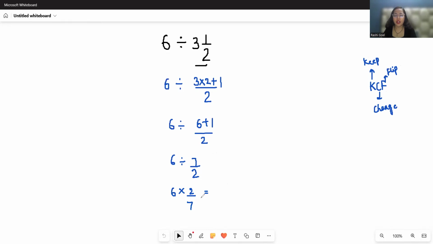Now, simply multiply the numerators with numerators, that is 12 by 7. Or you can write it in mixed form, that is 7 times 1 is 7, and here 4.